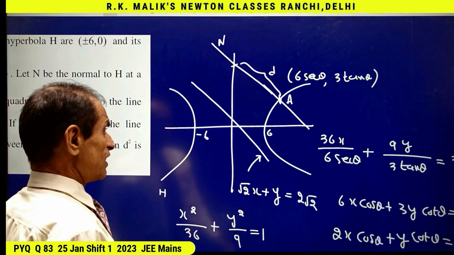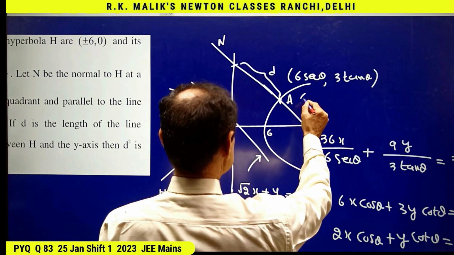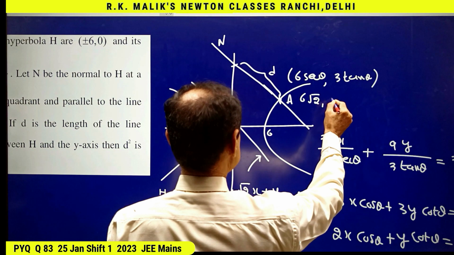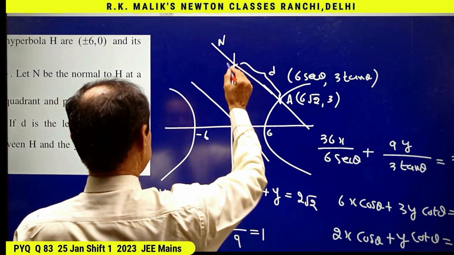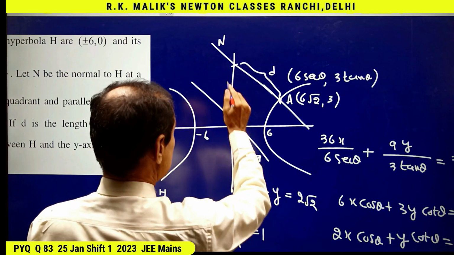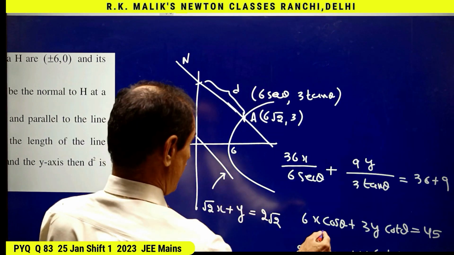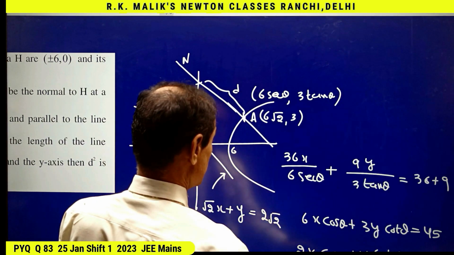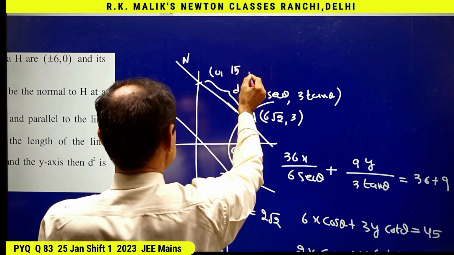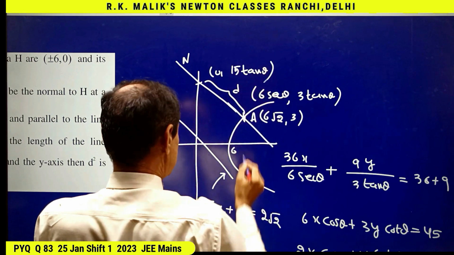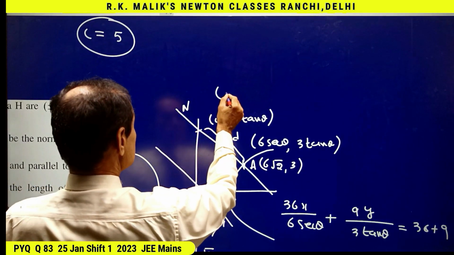And because this point lies in the first quadrant, I can say theta equal to pi by 4. Hence clearly this point becomes 6 sec theta, that is 6 root 2 comma 3, and this point has x coordinate 0, and to find the y coordinate of this point, putting x equal to 0, the value of y becomes 15 tan theta, and because theta is pi by 4, this point becomes 0, 15.